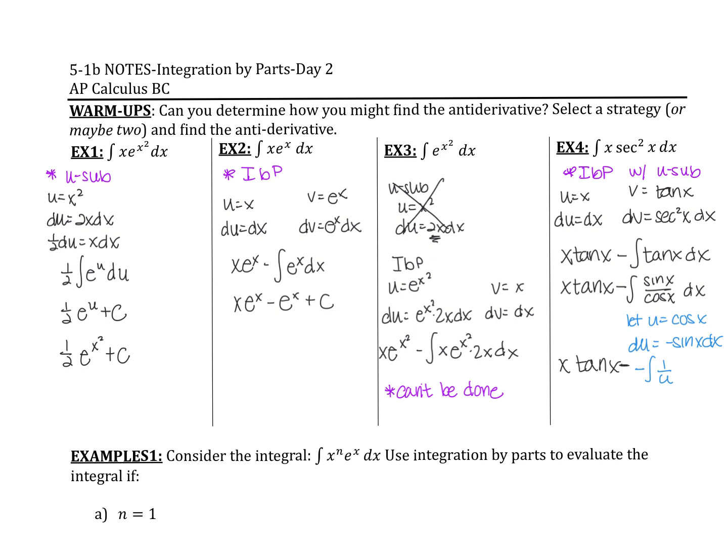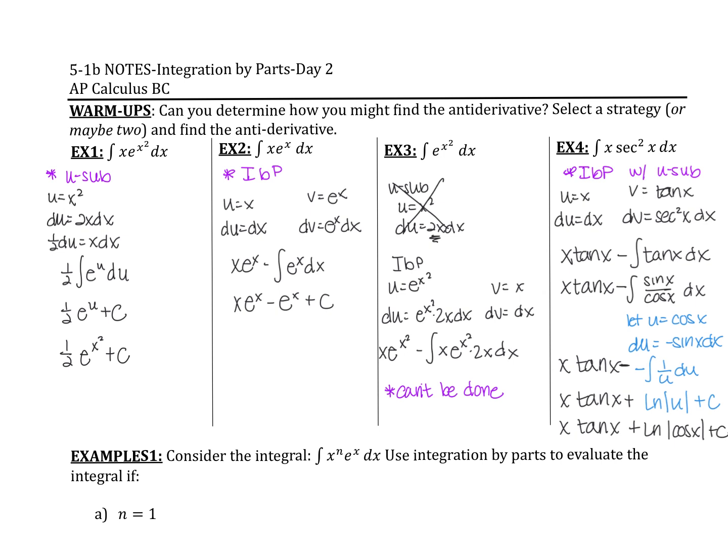So we have x tangent x minus the negative integral of 1 over u du. And then when I integrate that, I'm going to get the natural log of the absolute value of u. We'll put that plus c in there. So we have x tangent x minus the natural log of the absolute value of u. Substituting back in, we get x tangent x plus the natural log of the cosine of x plus c.